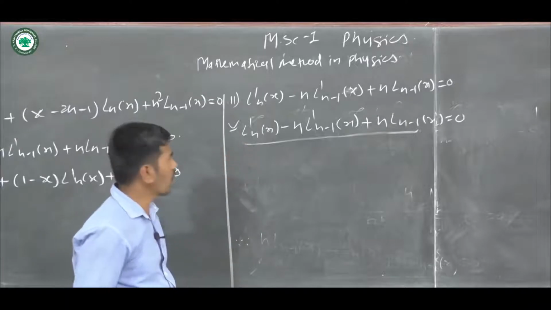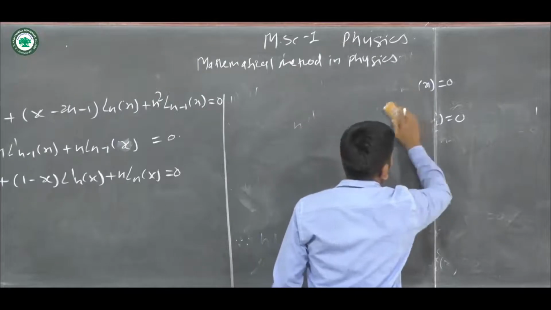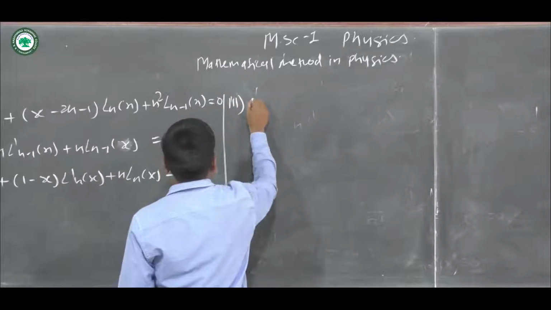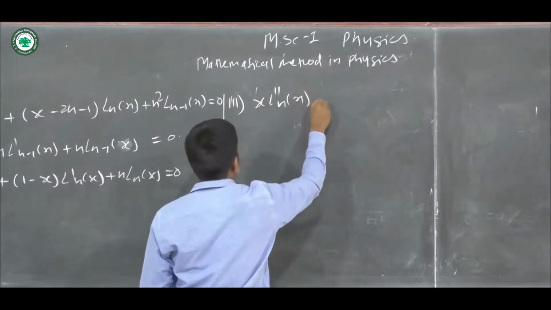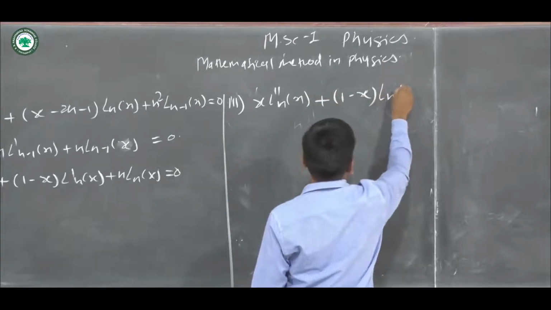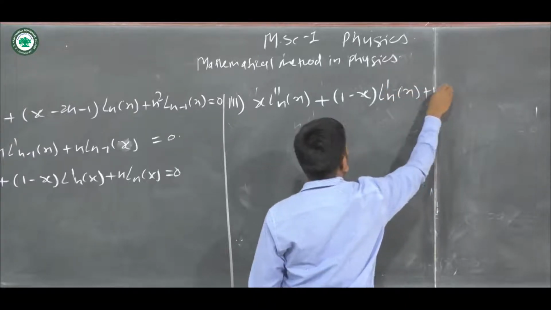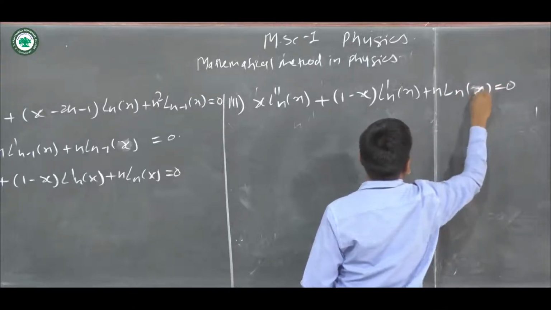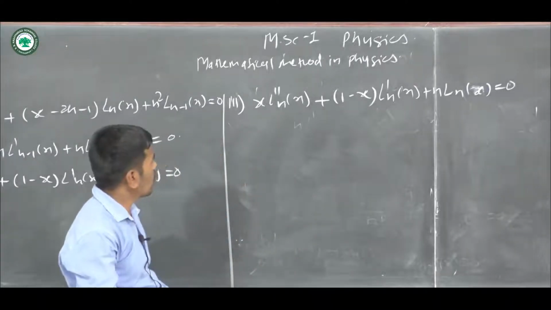Okay, so now we are going to try to solve the third one. So the third recursion relation is x L_n''(x) plus (1 minus x) L_n'(x) plus n L_n(x) is equal to 0. Okay, so this is the third recursion relation.